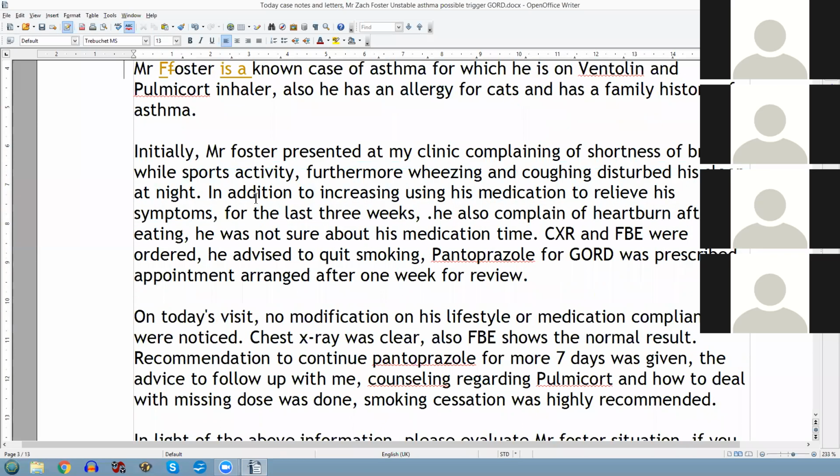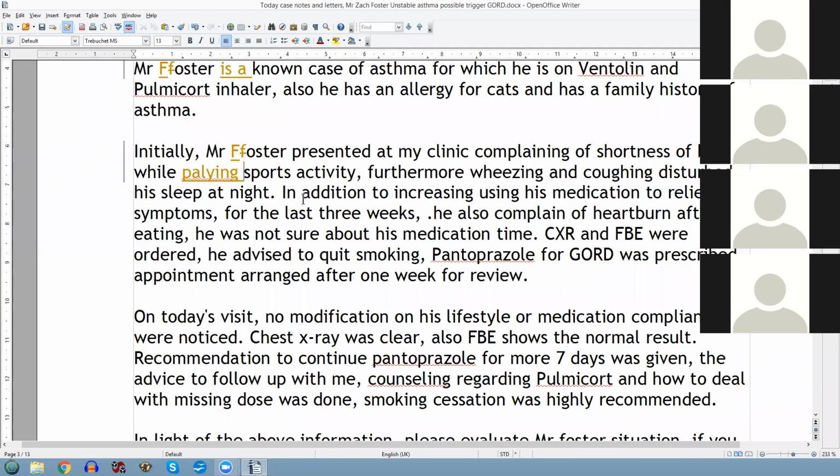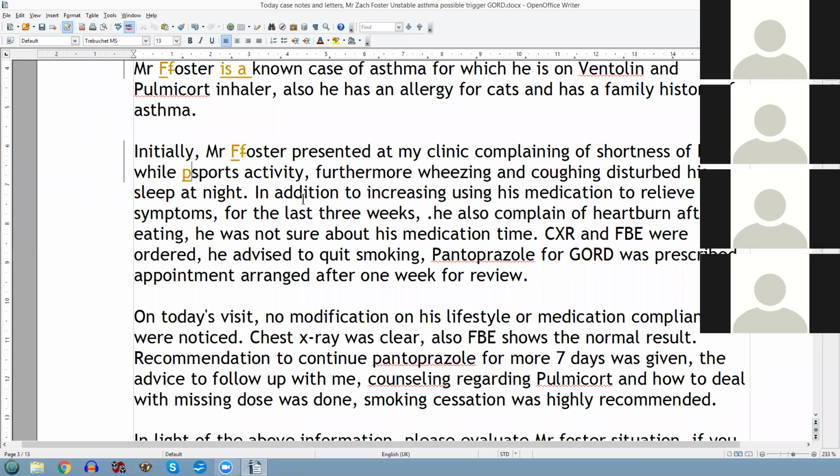So initially, capitalize: "Mr. Foster was in my clinic, complaining of shortness of breath while sports activity." Again, we need some kind of verb here: while participating in sports, or while doing sports. We need something. We need some kind of verb. Shortness of breath while playing sports.